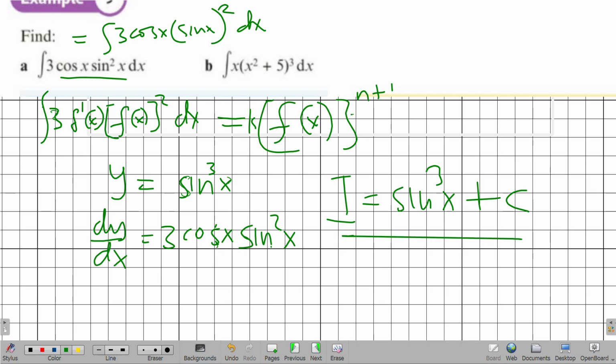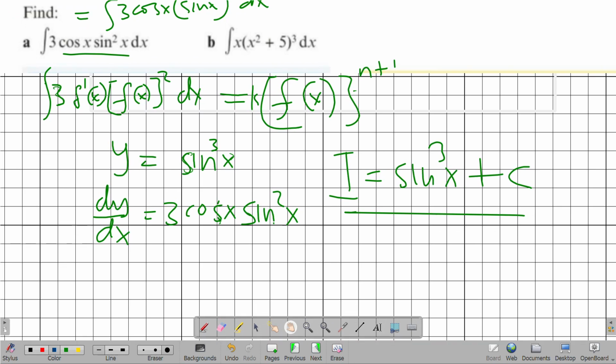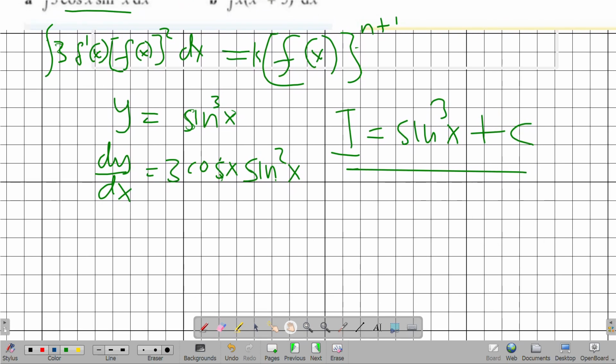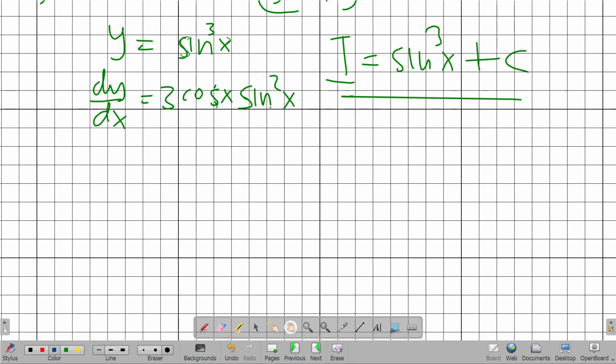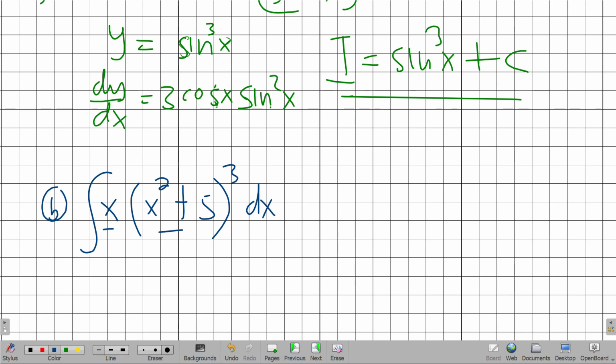All right, and let us see if this is consistent again with b. It should be, but first of all, you've got to check if it meets the criteria. It's x here, f of x, and then we've got another function which is x squared plus 5 to the power of 3 dx. So let us check these two products here.